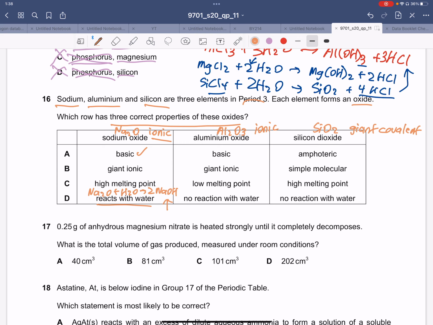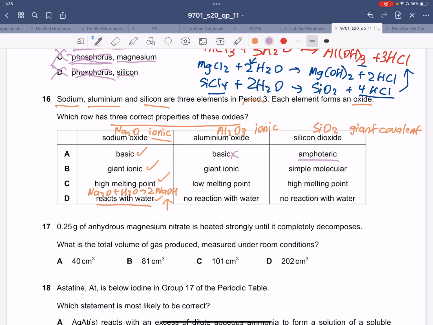It is most definitely giant ionic because, again, sodium oxide has an ionic structure. Because it is ionic, it also has a high melting point and it reacts with water, as I just showed you with that equation. So we can't really eliminate anything using this. Then moving on, let's start with aluminum oxide, since it's next. Aluminum oxide is actually not basic. It's actually amphoteric, which is this word right here. And amphoteric means that it can serve as both an acid or a base, depending on the situation that is needed.